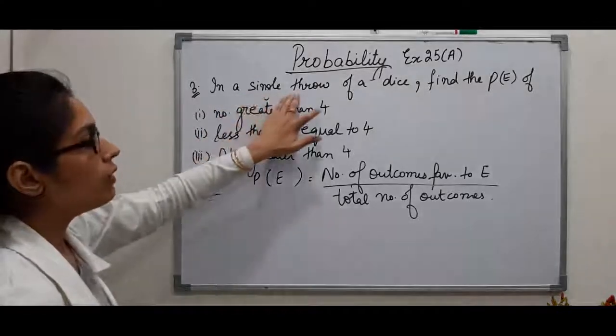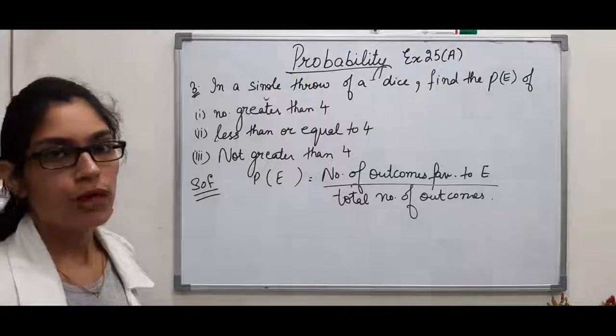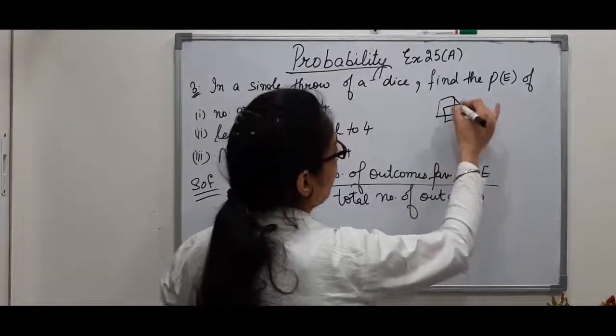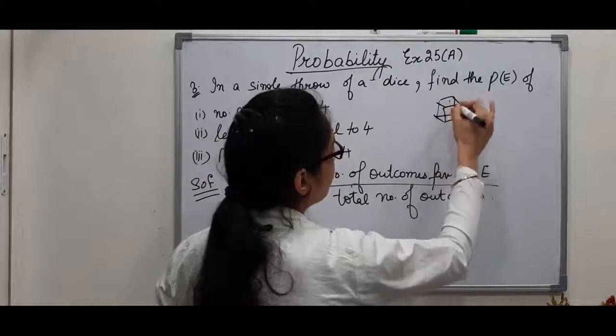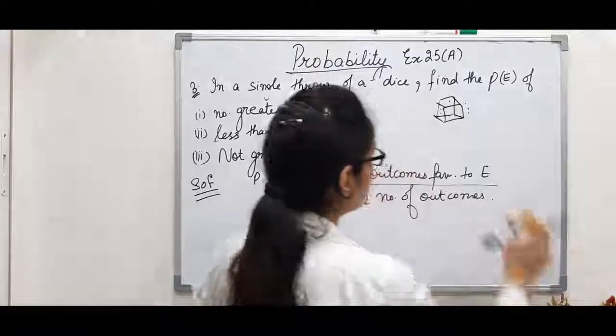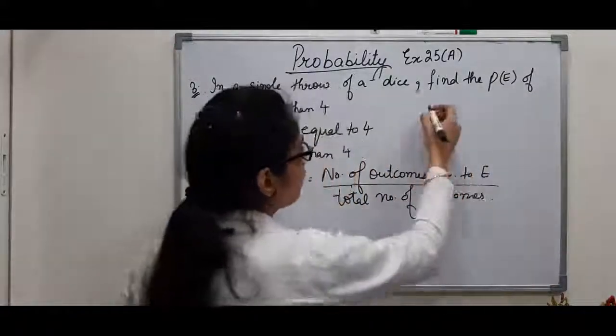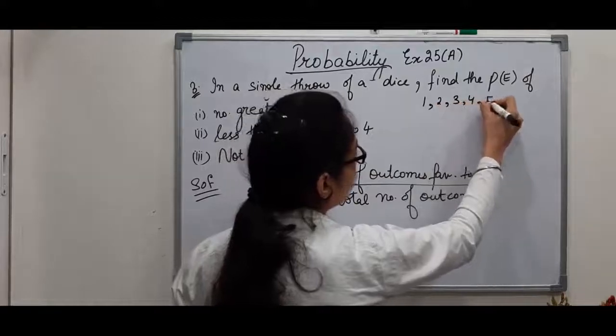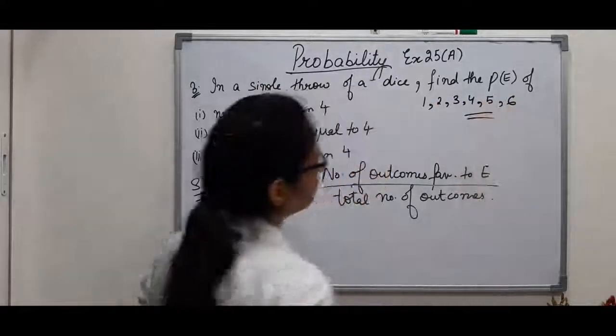In a single throw of a dice, I am sure every one of you has seen a dice. It is cubical in shape, and it has some marks, one side 1, then 2, then 3, up to 6. 6 numbers are there. So in a dice, 6 numbers are there: 1, 2, 3, 4, 5 and 6.